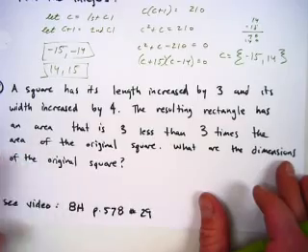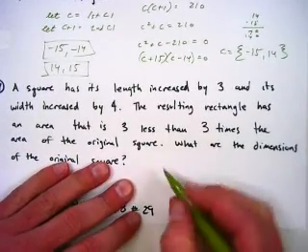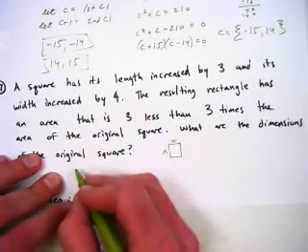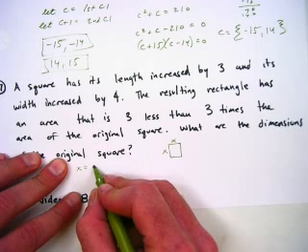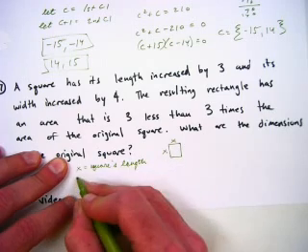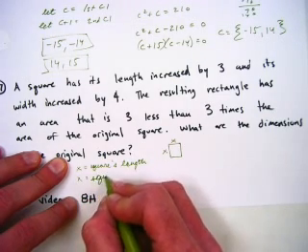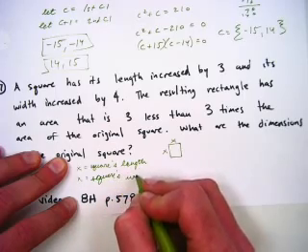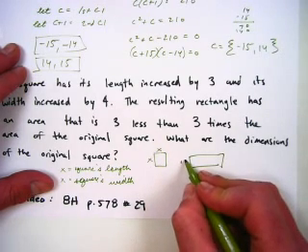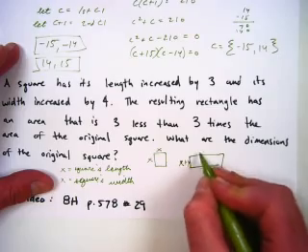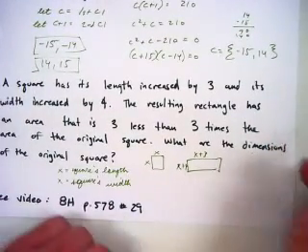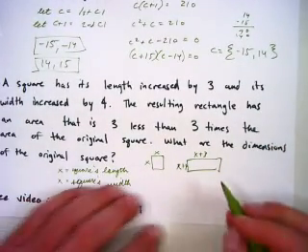Number 17, a square has its length increased by 3 and its width increased by 4. A square has the same length and width. So I could say let x equal the square's length. And since it's a square, x also equals the square's width. So then we have a rectangle where the width increased by 4 and the length increased by 3, that's our new one. The resulting rectangle has an area that is 3 less than 3 times the area of the original square.